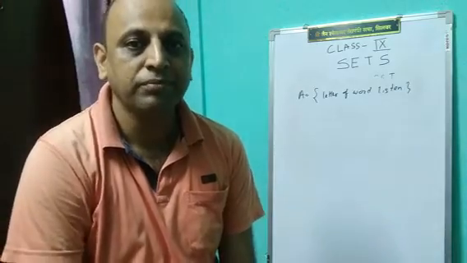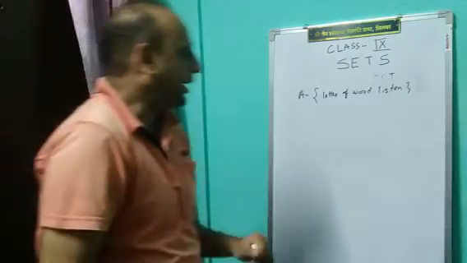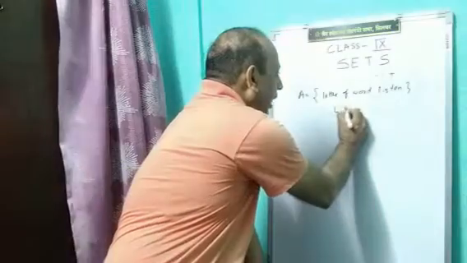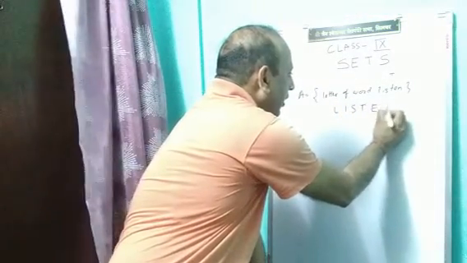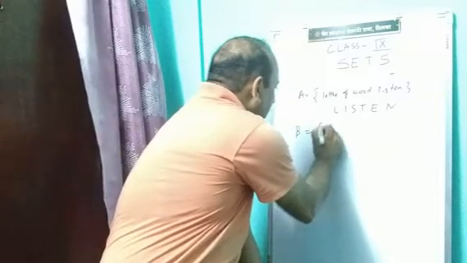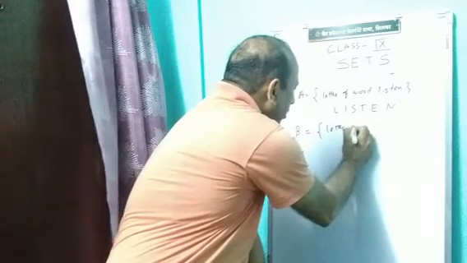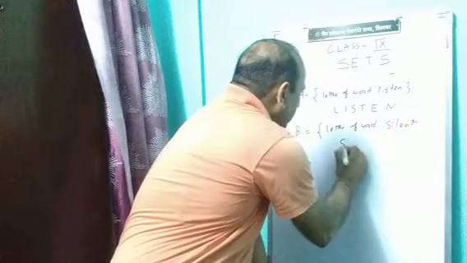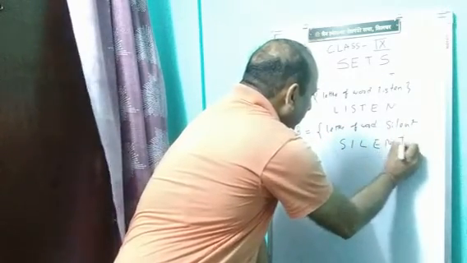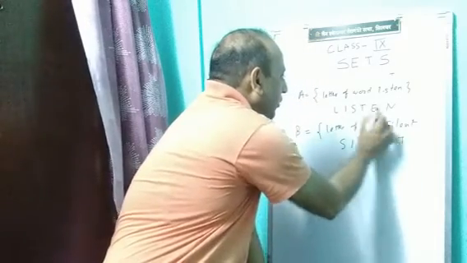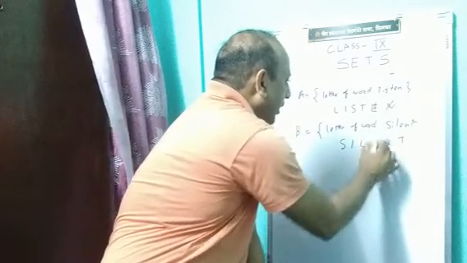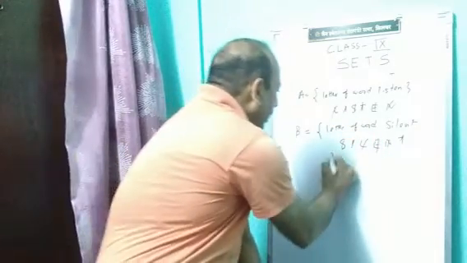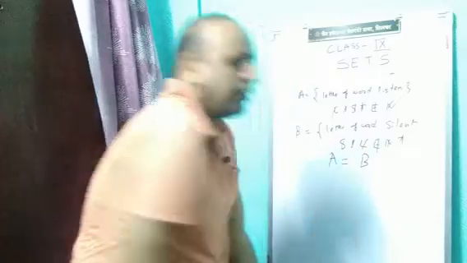Sorry for the interruption. For example, set A is the set of letters of the word listen. So we have L, I, S, T, E, N. Another set contains the letters of the word silent: S, I, L, E, N, T. Now they are the same. So set A equals set B.